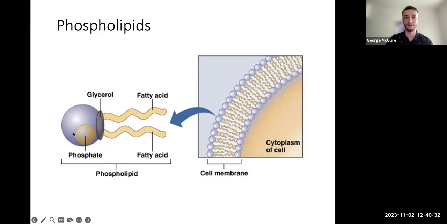Right? So we have all of these hydrophilic heads. The heads can interact with water. So these hydrophilic heads are pointing out towards the environment and pointing in towards the cytoplasm of the cell. And then these hydrophobic fatty acids, which cannot bond with water, they repel water, are all pointed inwards.